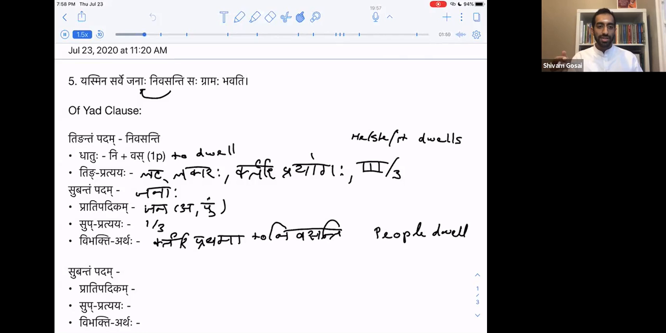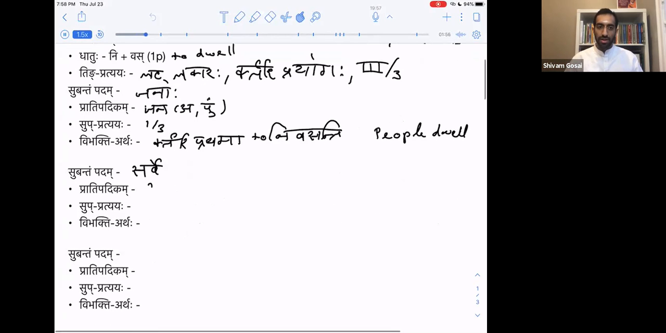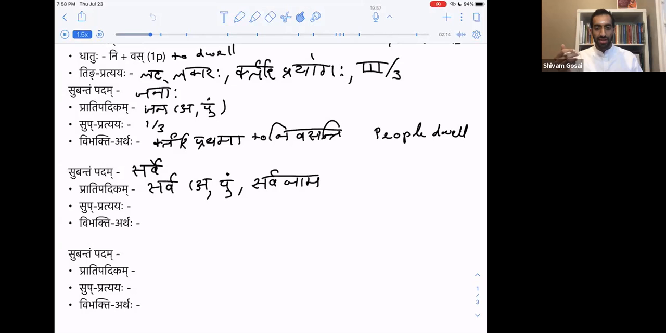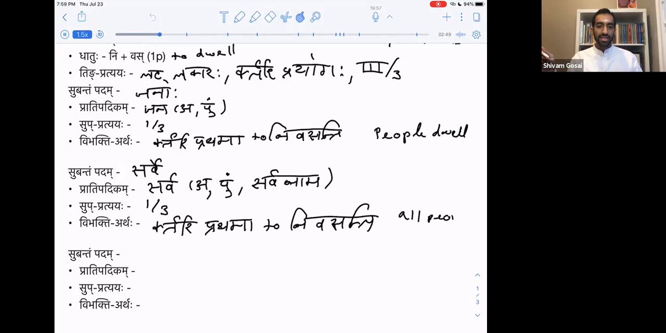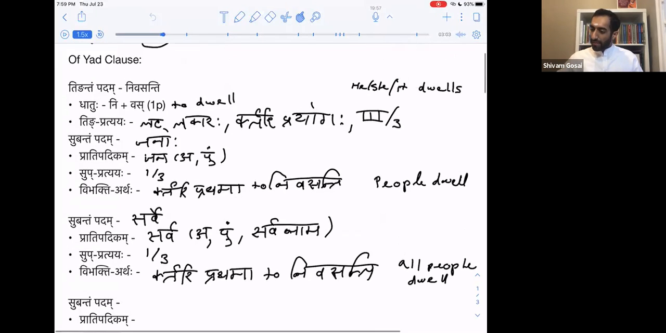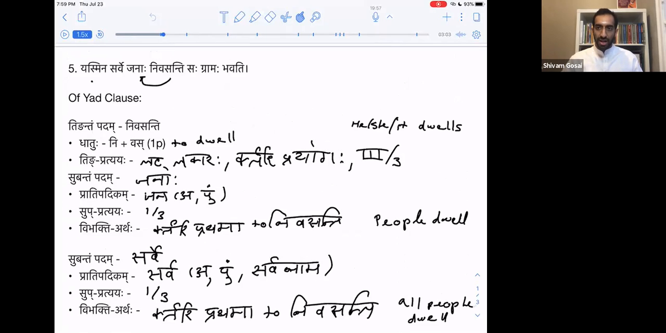Okay, so now we want to go to the next word, Sarve, right? Sarve is qualifying it. It's Sarva Shabda, Akaranta, Pullinga. This is Sarvanama, so you can write it like this. Make sure you note that. Sarve is 1-3, right? Sarvaha, Sarvo, Sarve. Because it's qualifying that Janaha, it's also Kartari Prathama to Nivasanti. We can say that they're in Samanadhikaran. So we say all people dwell. Okay? So we'll pause there. This is what we have so far. All people dwell. Sarve Janaha Nivasanti.